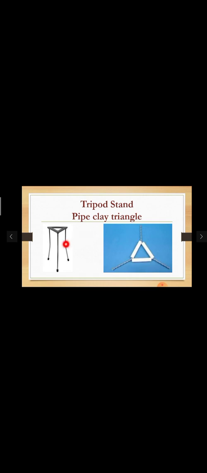Tripod stand. The first diagram is of the tripod stand on which we are going to perform the heating process for the chemical reaction. Along with that, when we are going to heat, suppose a beaker, we can't directly put that small glass beaker on this tripod stand. We have to use this pipe clay triangle when higher heating is required. So this is the triangle, which is the pipe clay triangle. This apparatus we have to keep over here, and then we can heat.